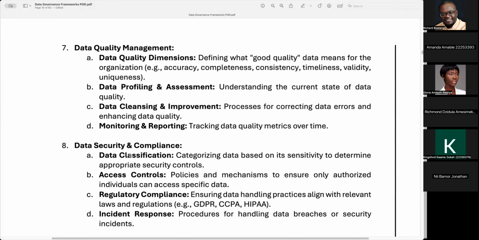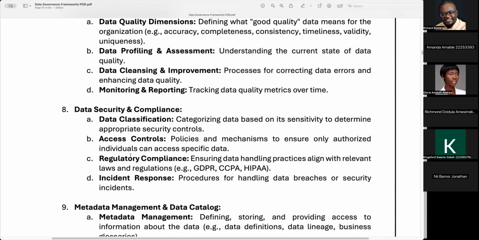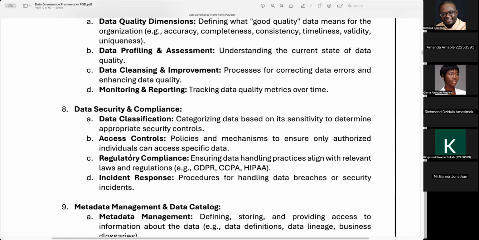Got it. It includes the ongoing activities of data profiling, analyzing the data to understand its structure, patterns, and potential issues. Data assessment, measuring the data's quality against those defined dimensions and standards. Data cleansing and improvement, the actual work of fixing identified errors or inconsistencies. And continuous monitoring and reporting using specific data quality metrics to track progress and spot emerging problems.